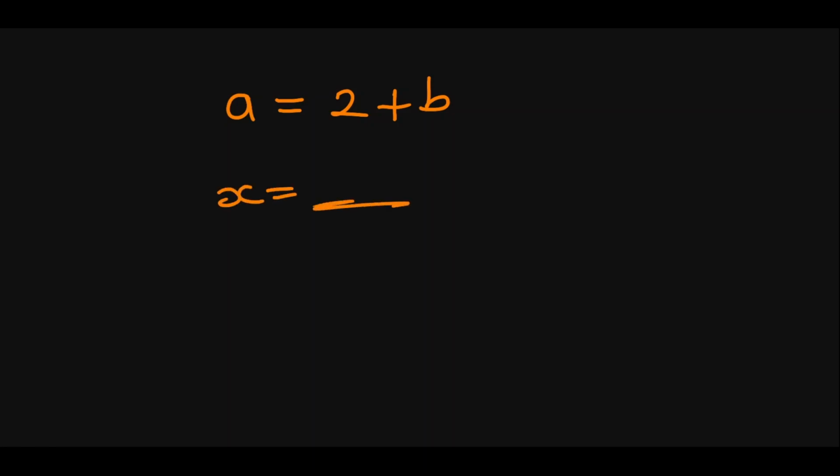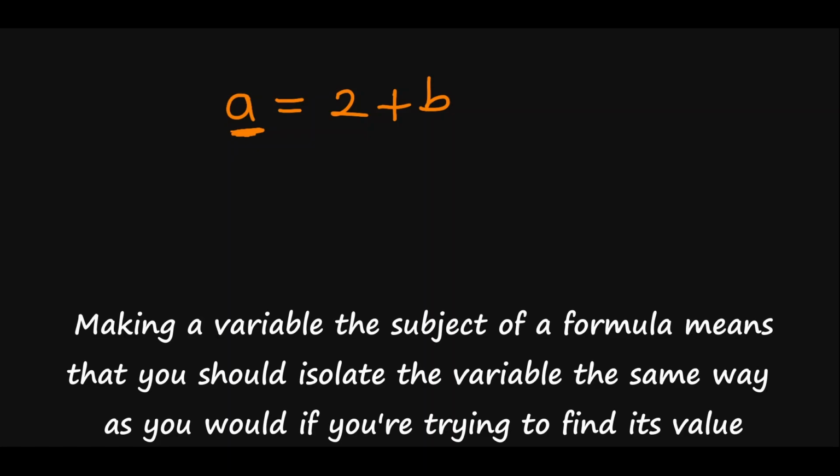So what we are saying is that in this example, a is equal to 2 plus b. a is the subject of the formula here because a is standing on its own. So the subject of the formula simply means that that thing is standing on its own and is pointing to every other thing that is involved in that equation. So if you are asked in this question to make b the subject of the formula, what they are simply telling you to do is to make this b equal to something based on this equation.